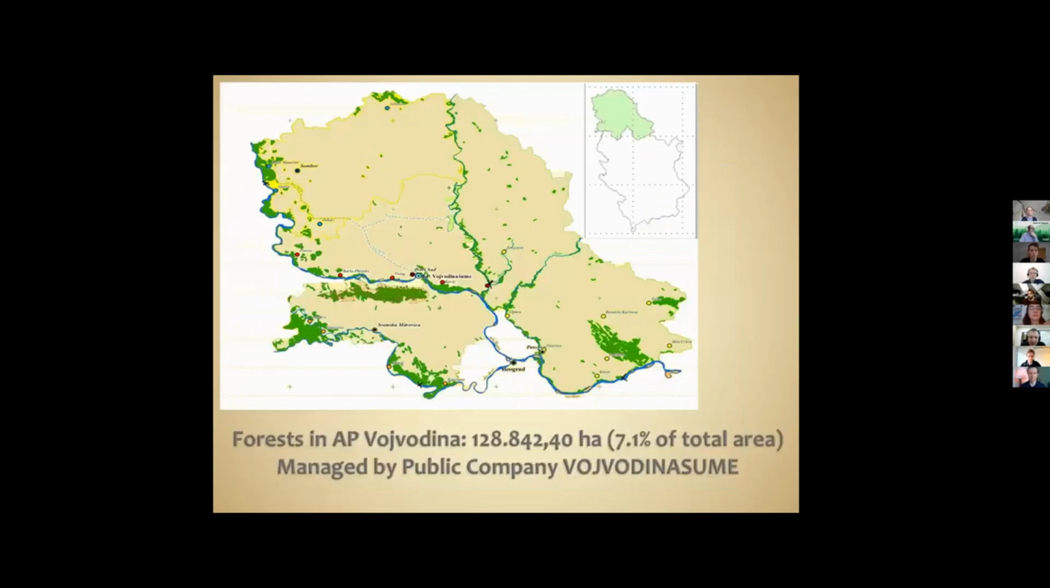On this map, you can see the forest area which is managed by the public enterprise where I am coming from. This is the area of Vojvodina with a very low percentage of forests, only 7.1% of the total area is forested. And this means that forest has even more value for that region because there is not so much forest.